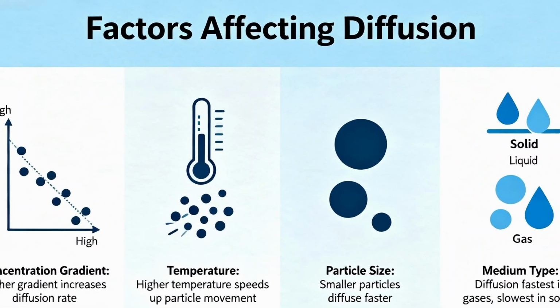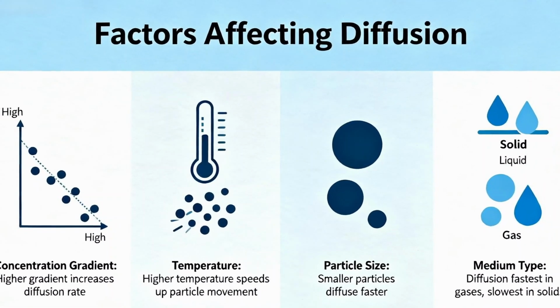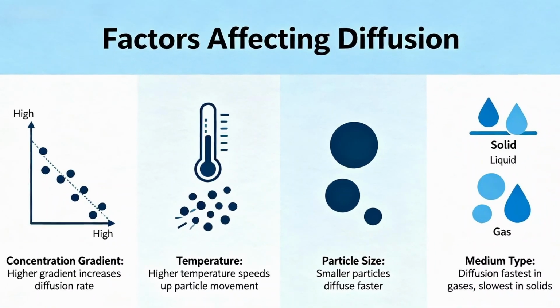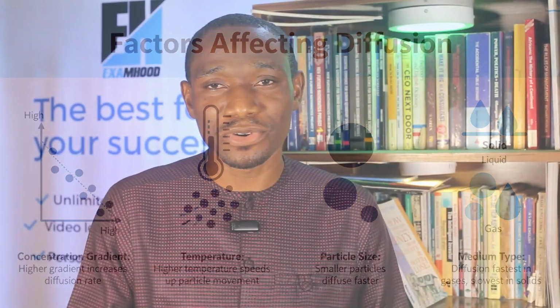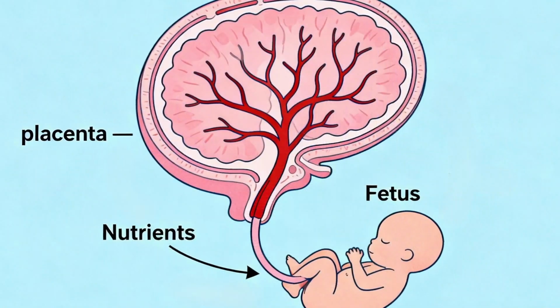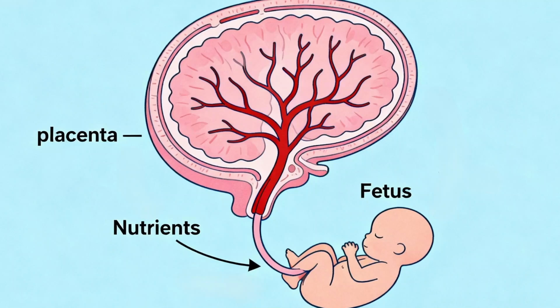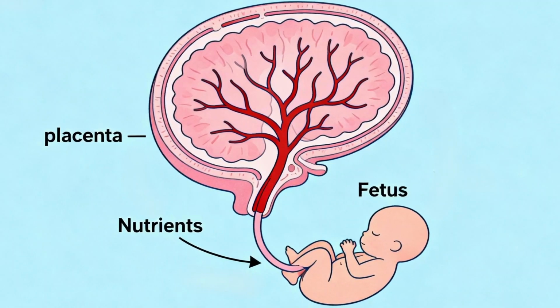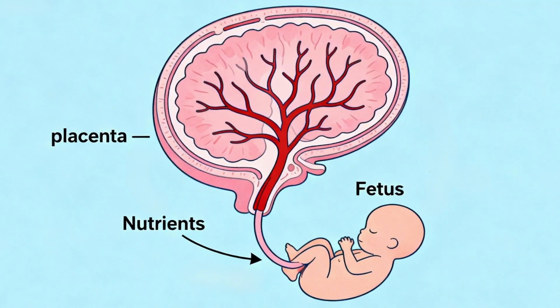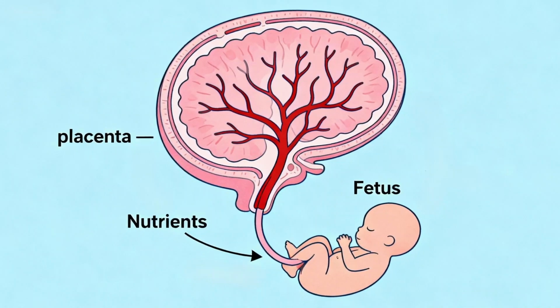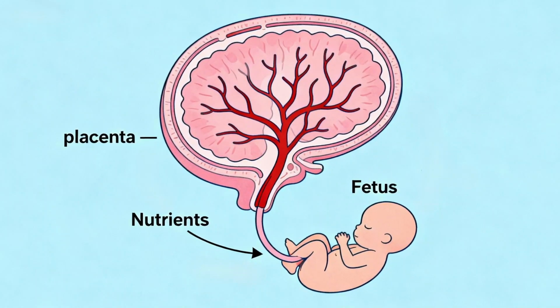So the next subtopic under diffusion is the importance of diffusion in plants and animals. First of all, let's look at the importance of diffusion in animals. In animals, diffusion is seen in the passage of nutrients and oxygen from the mother to the fetus through the placenta. The food substances and oxygen will just diffuse from the mother through the placenta into the unborn baby. So that's one importance of diffusion in animals.